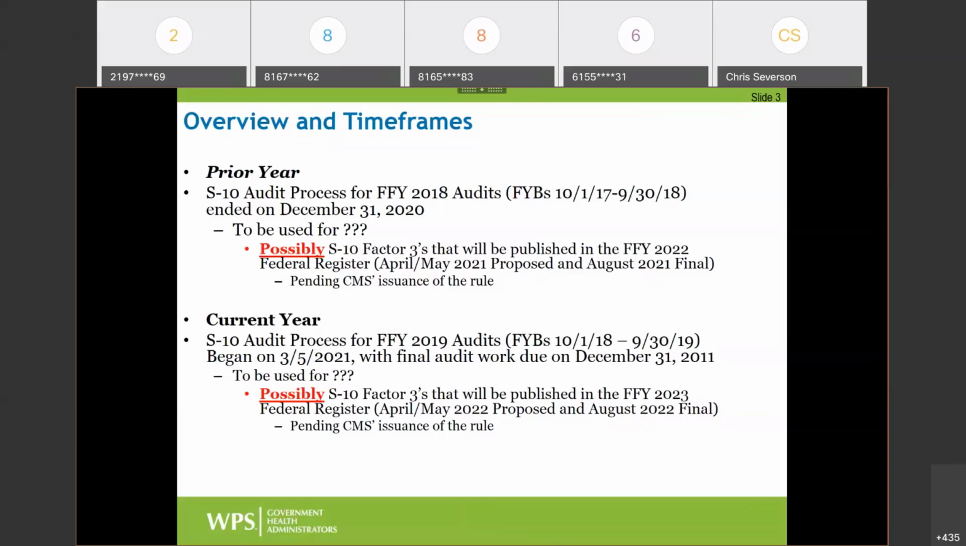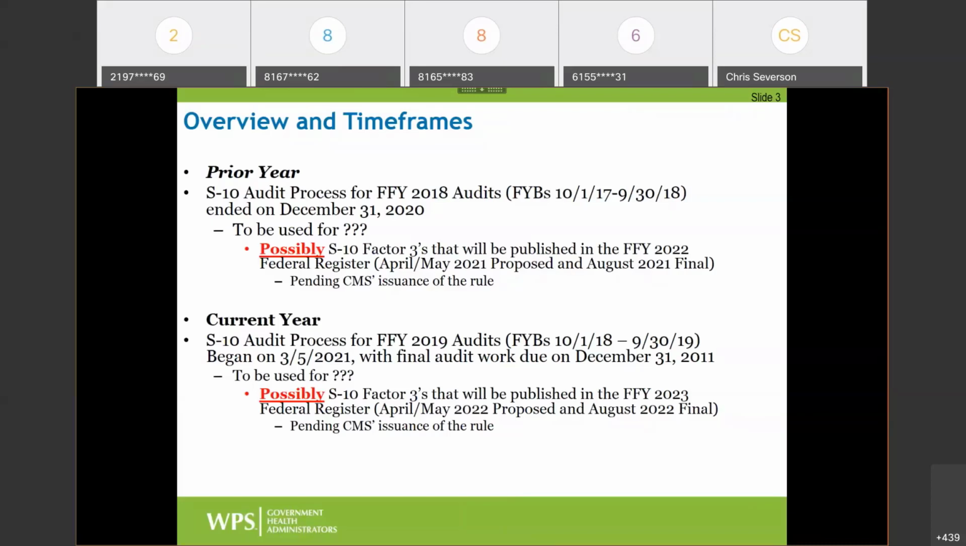We're saying these are possibly or maybe even probably going to be used for the S-10 DISH Uncompensated Care Factor 3s that will be published in the federal fiscal year 2022 Federal Register. That's going to be coming out next month, maybe in May for proposed, and then of course August for final. That's our guess at what it's going to be if they continue with the past pattern. I'd be surprised if it's not this, but again, nothing's final until they issue it. So that was the last year's audits.